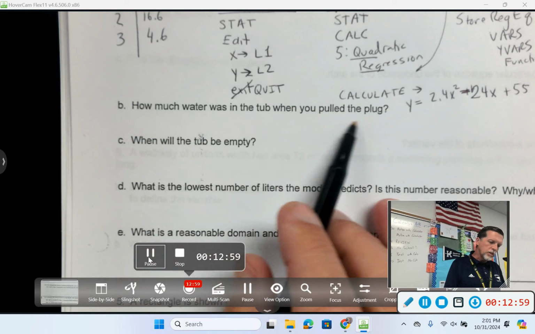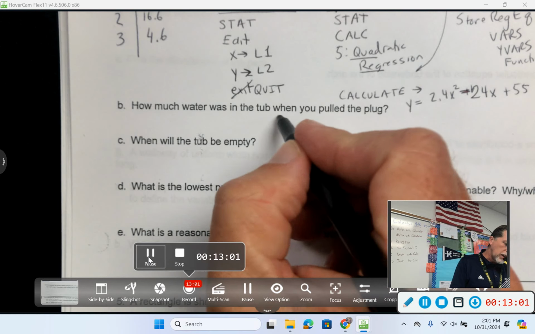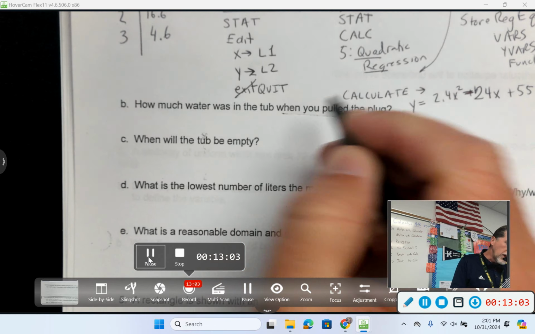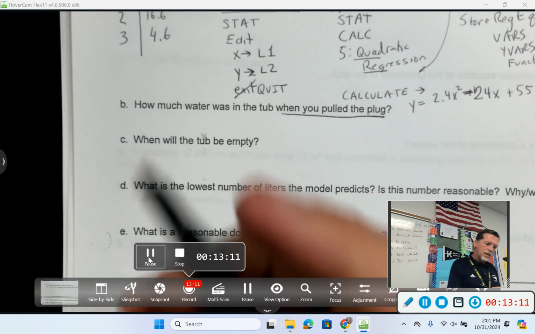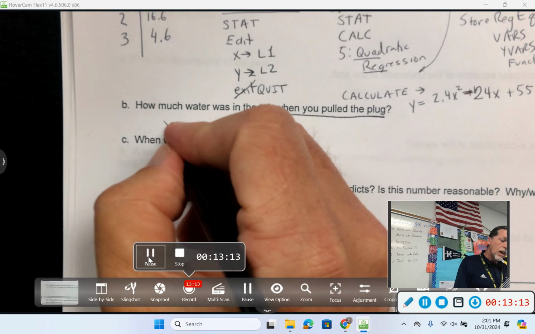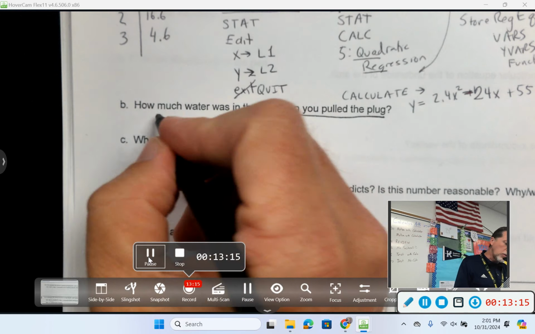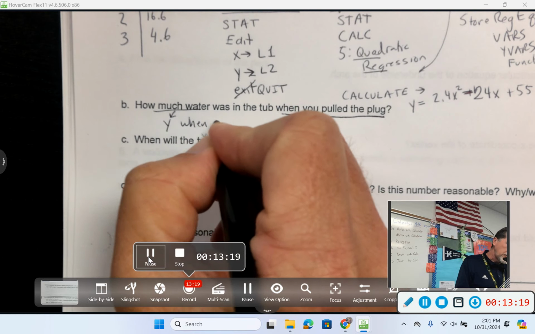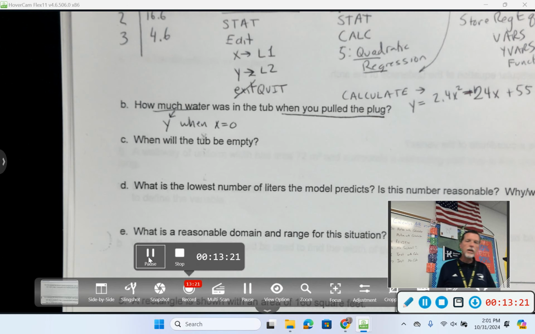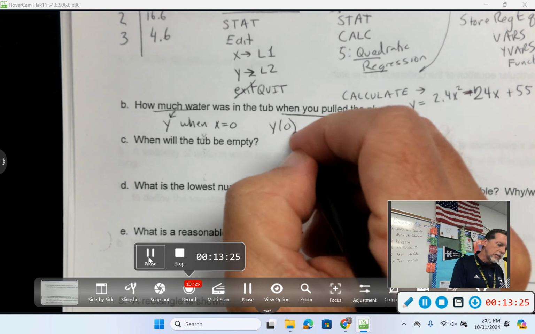How much water was in the tub when you pulled the plug? So when you pulled the plug, how are we going to answer this question? Don't tell me it's something on the calculator, but what's it asking? Okay, perfect. What is y, how much water, when x equals 0? Because that's when we started. So I need y of 0.